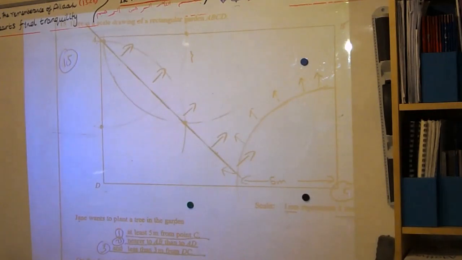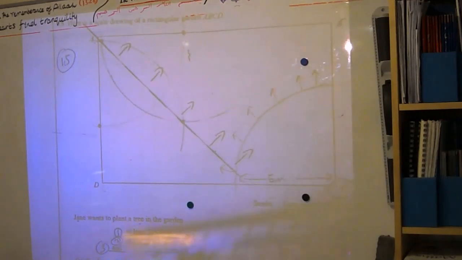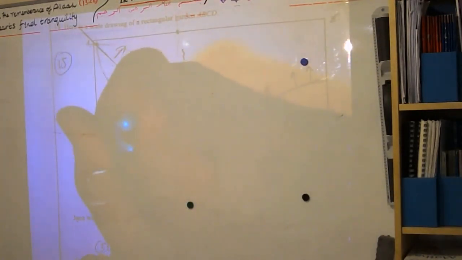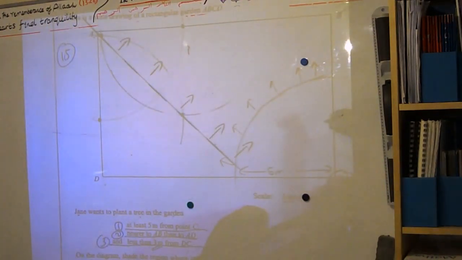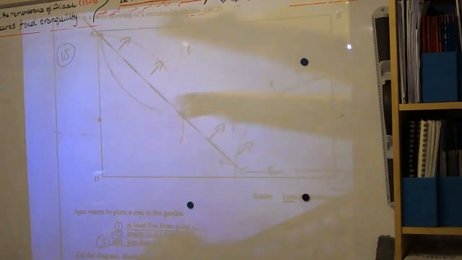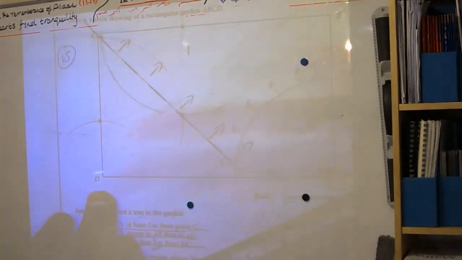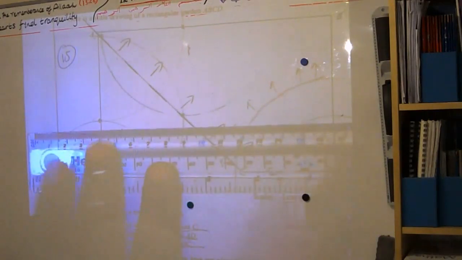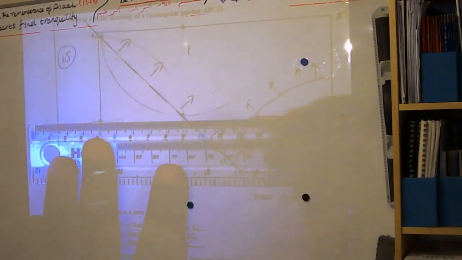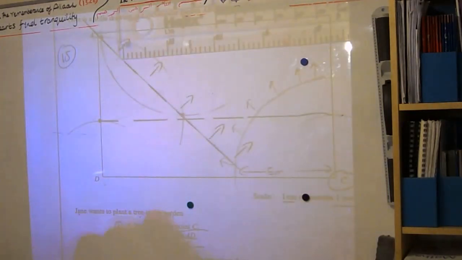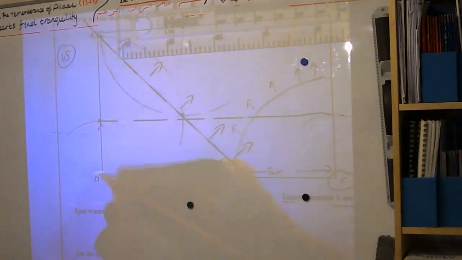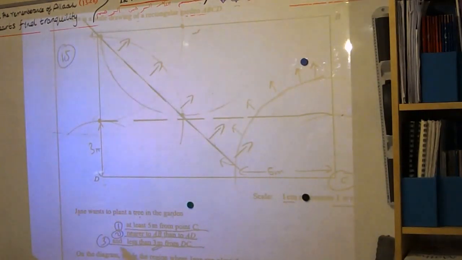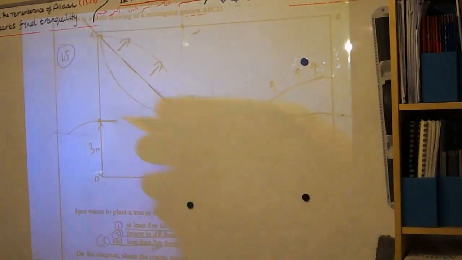That we have here is going to be less than 3 meters from DC. Well, DC is this side here, less than 3 meters. We have to find out what 3 meters is first of all. So let's get our ruler and our compass. That's 3 centimeters. Now we mark that off. We join the points of that. We make that a dotted line. It says so. This distance here is 3 meters, and less than 3 meters from DC, so it's going to be below this line.